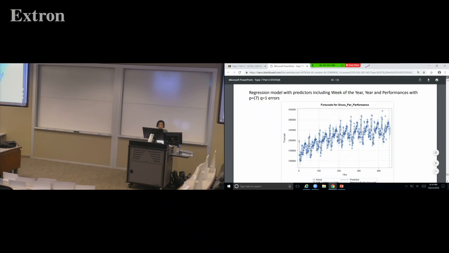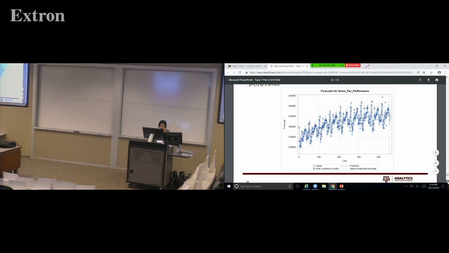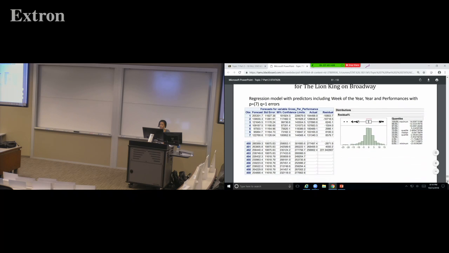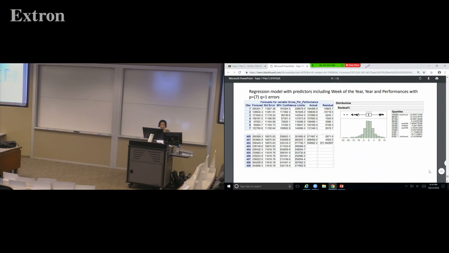Okay, so looking at the forecast, this is an image of the forecast with the predictors of year, week of year, and performances for our model that was selected. This is a visual display of that. Okay, these are the forecasts that were displayed in the visual previously, and also looking at the residuals.